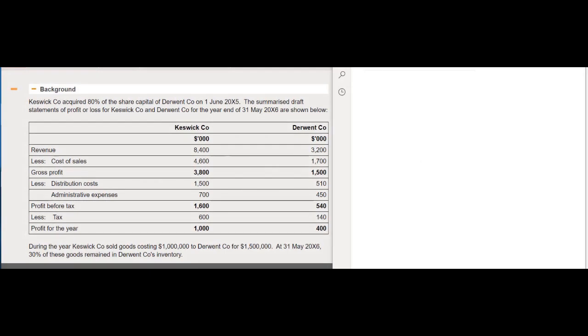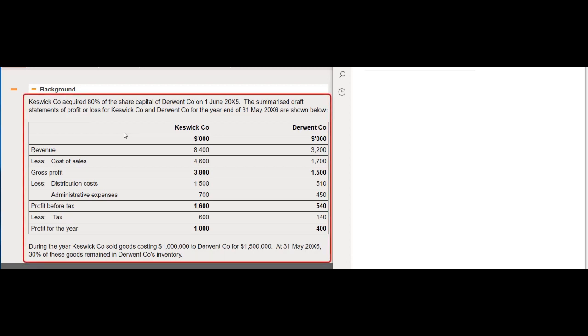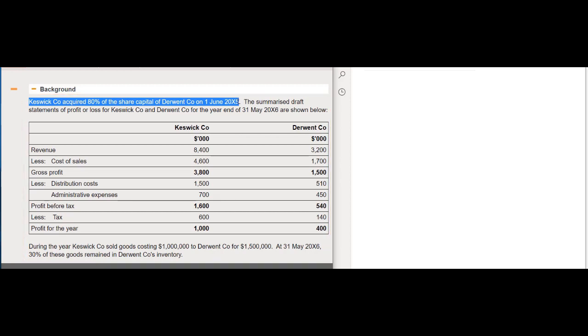For this question, we have been given two tasks. We are given some background information relating to two companies. We have Keswick, who has bought shares in Derwent on the 1st of June 20X5, and so therefore we have a consolidated group accounts question.